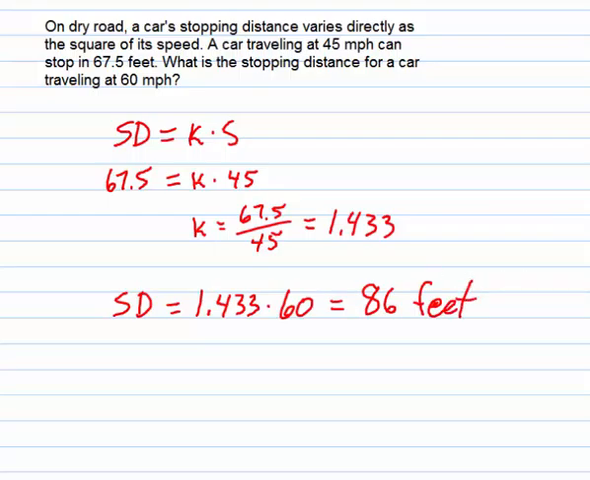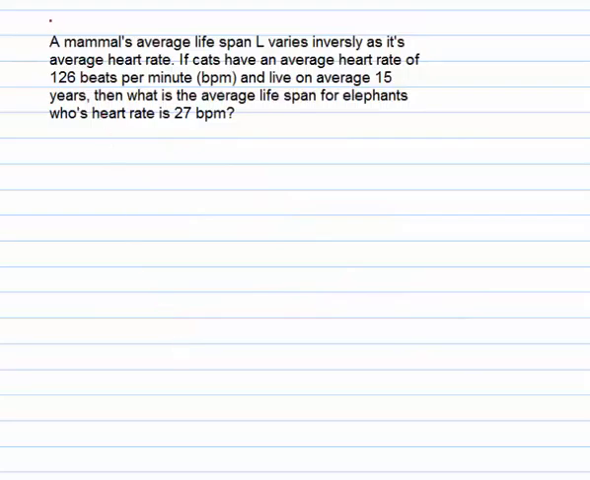Okay. And for our final example, and this one's kind of interesting, a mammal's average lifespan, L, varies inversely as its average heart rate. If a cat has an average heart rate of 126 beats per minute and lives on average 15 years, then what's the average lifespan for elephants whose average heart rate is 27 beats per minute? Okay. Well, let's see. We have the lifespan varies inversely as its heart rate.